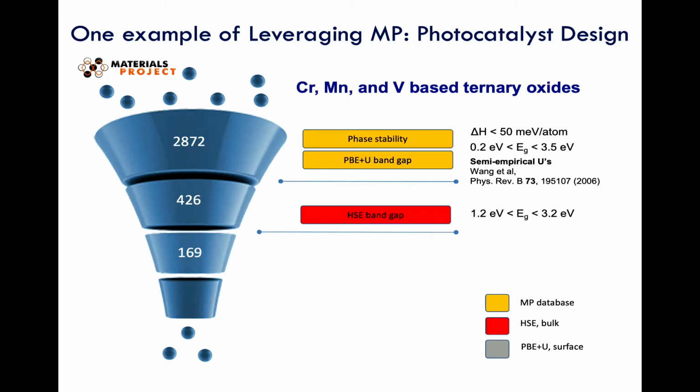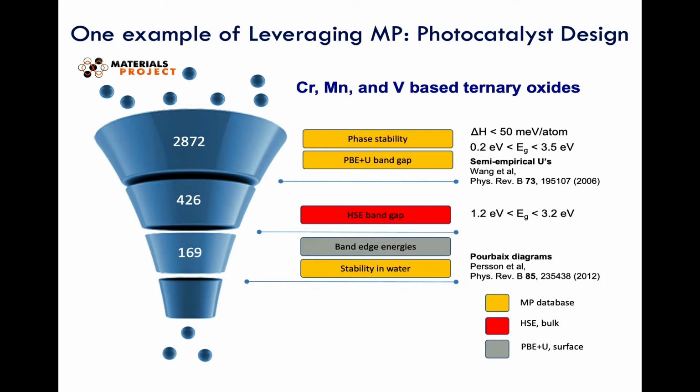Here we start doing HSE band gap. HSE is a slightly better functional, tends to get the band gap a little bit better. So now we can limit that window a bit more around what we actually wanted, so 1.2 to 3 eV. And now we get about 170 good candidates for possible photo absorption.